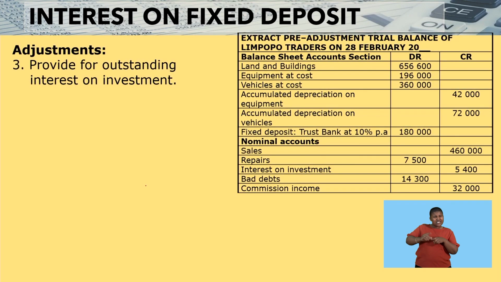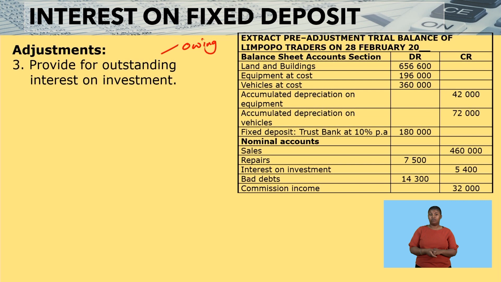Number 3, and it reads, provide for outstanding interest on investment. The first question that comes to mind is, how do we know that there is interest which is outstanding? The word outstanding is the same as owing. So there is some interest on investment which we have not yet received. How do we know that we have not yet received that interest on investment?